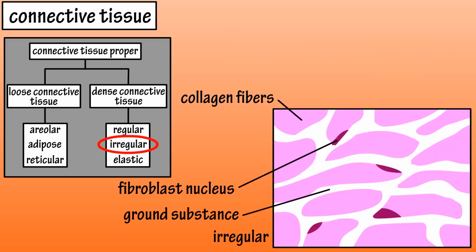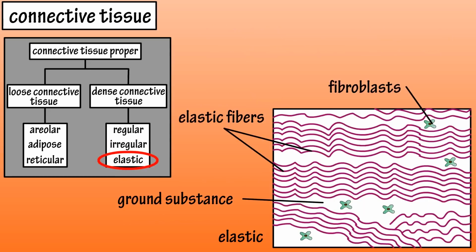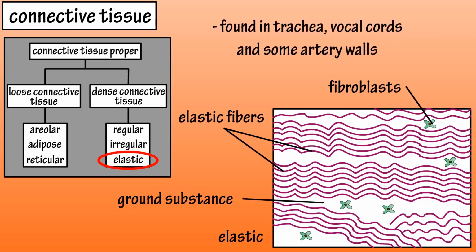Dense irregular connective tissue consists of collagen fibers that are clumped together, forming an irregular pattern. It also contains fibroblast cells and has more ground substance and a much richer blood supply than dense regular connective tissue. This tissue can handle stress in multiple directions and is found in the dermis of the skin and in the periosteum, which covers bone. Elastic connective tissue consists of densely packed elastic fibers, with fibroblasts scattered throughout. It is found in the trachea, vocal cords, and walls of some arteries.